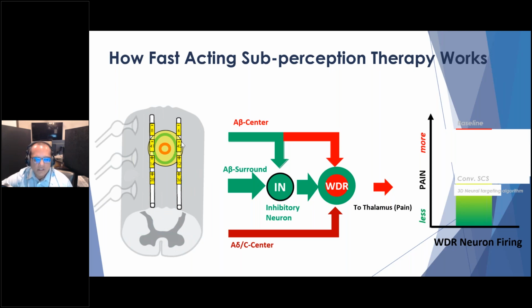This, of course, is mechanistically influenced by the lead array. So if you have a tighter lead electrode, and if you have differing currents, you can adjust the stimulation to maximally cover the surround inhibition while minimally covering the wide dynamic range neurons. So the more options in programming, the better.